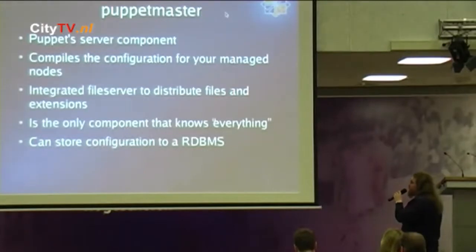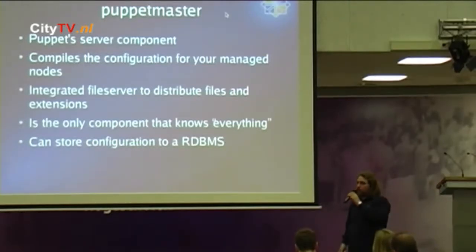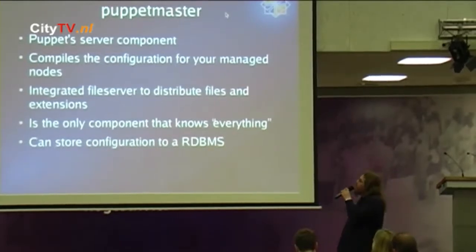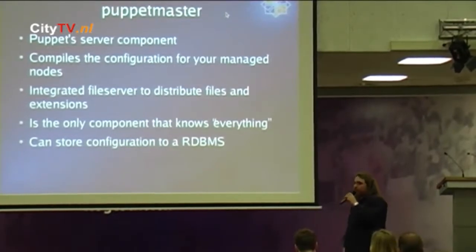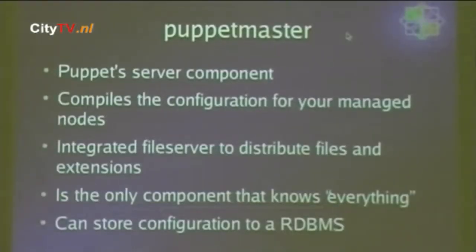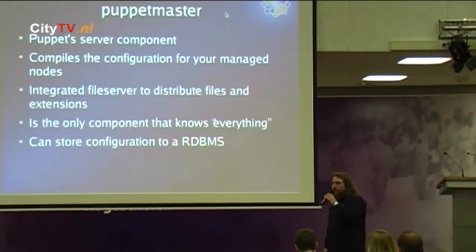Then there's the Puppet Master. That's the server component, which runs on your central configuration management server. That's where you have your modules, recipes, whatever. That's also the component that does the compilation for your managed nodes. And as it compiles the configuration, you don't distribute all information about every node to every managed node, but the Puppet Master only sends that information to a node that this node needs to know. It has an integrated file server to distribute files and extensions, while distributing extensions actually means it distributes files. As I already said, it's the only component in Puppet that knows everything. So the Puppet Master knows every host, but the hosts don't have to know each other.